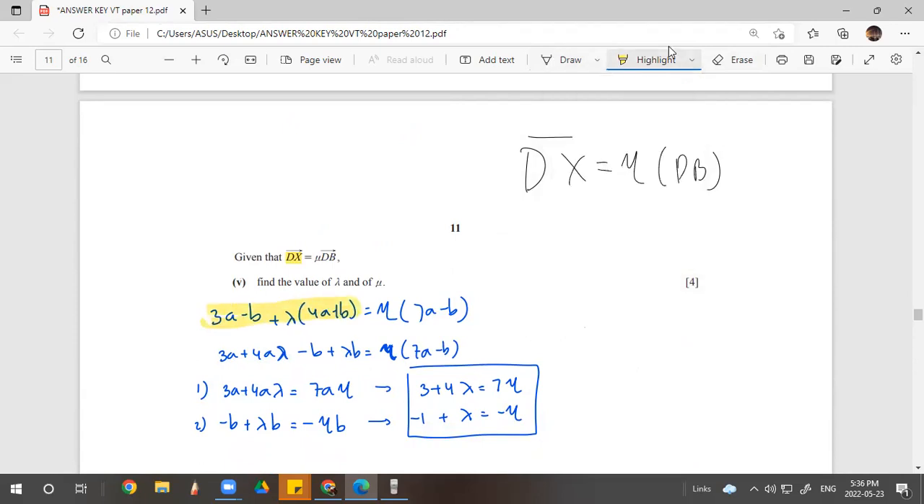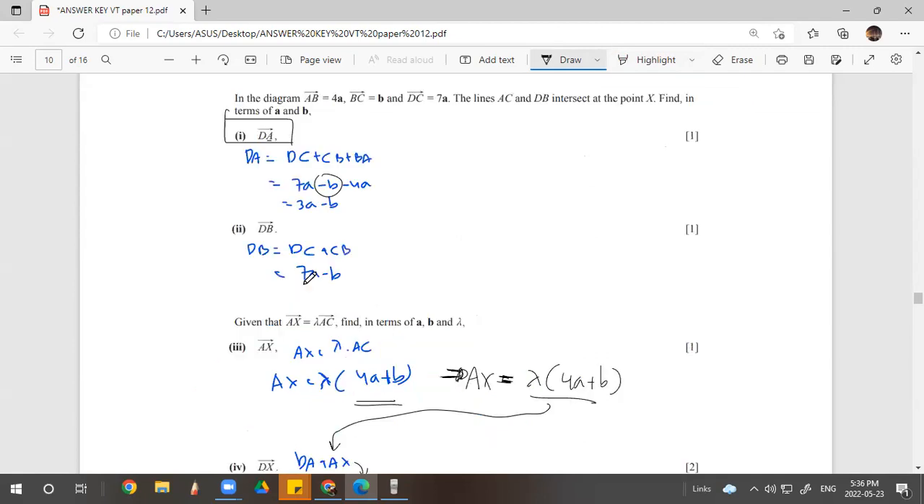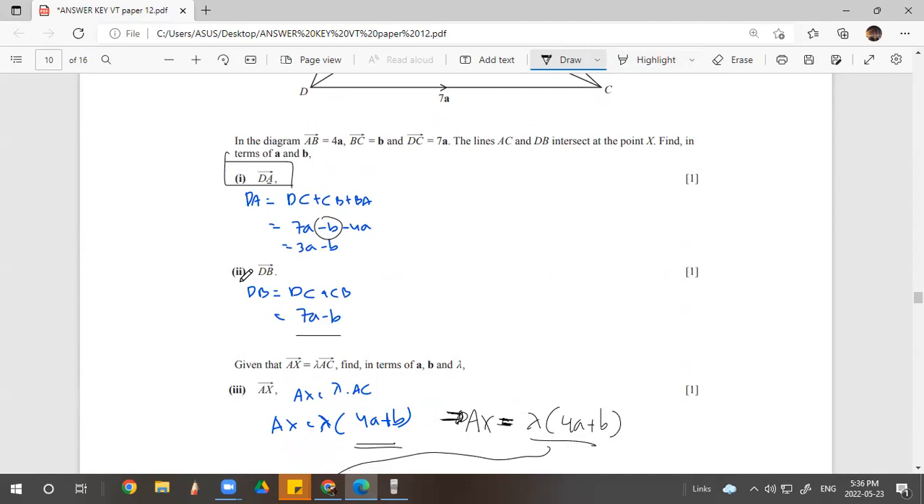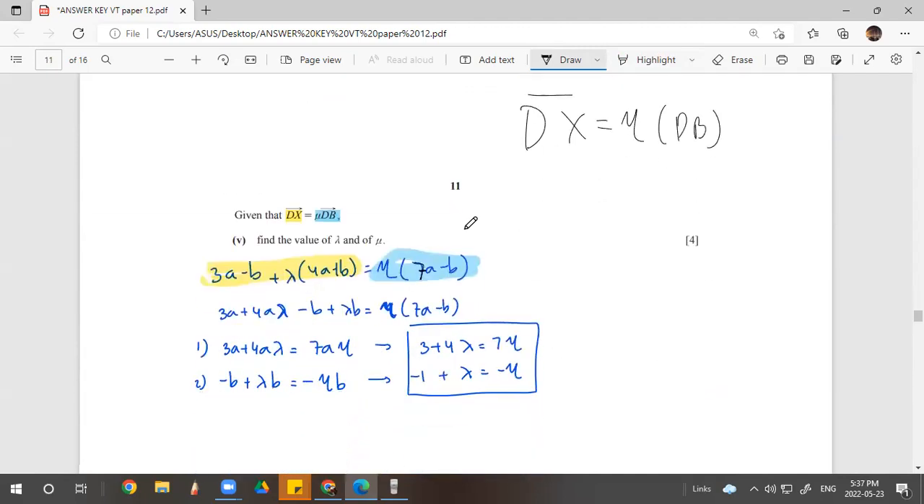The mu, this one, is this 7A. Oh, it's 7. Okay, bad handwriting. Why 7A minus B? Because DB is already given as 7A minus B. So again, you use this 7A minus B, and then find the value of lambda and the value of mu, right? So this needs to be expanded. So 3A.